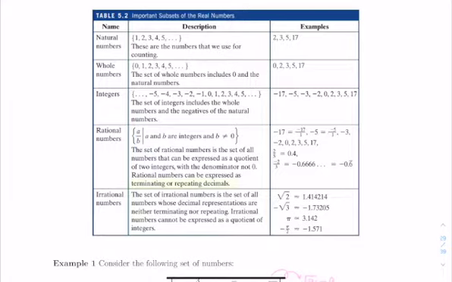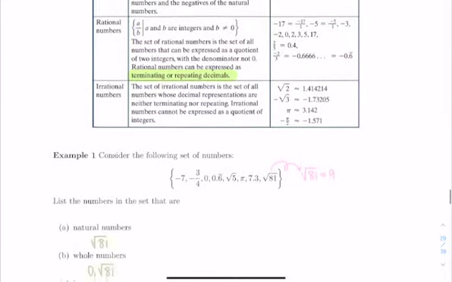Rational numbers is the set of all numbers that can be expressed as a quotient of two integers with the denominator not 0, but these can also be expressed as terminating or repeating decimals. And the set of all irrational numbers is the set of all numbers whose decimal representations are neither terminating nor repeating. Irrational numbers cannot be expressed as a quotient of integers. So there's some examples to the right, but let's just go ahead and look at the set of numbers below.